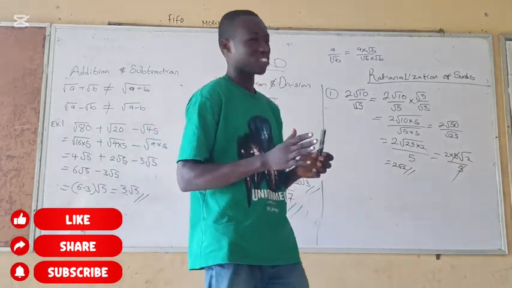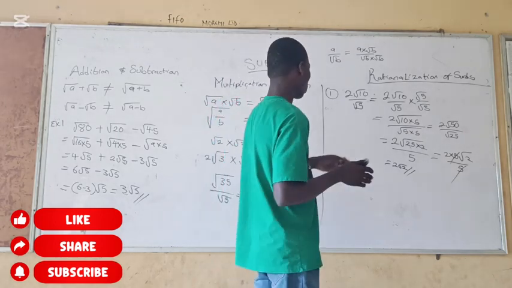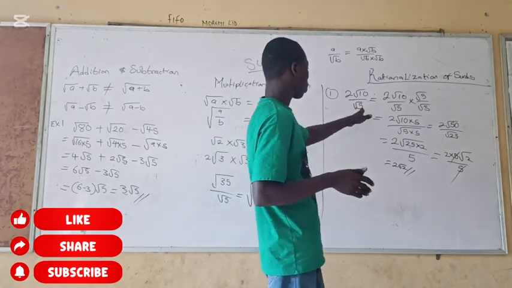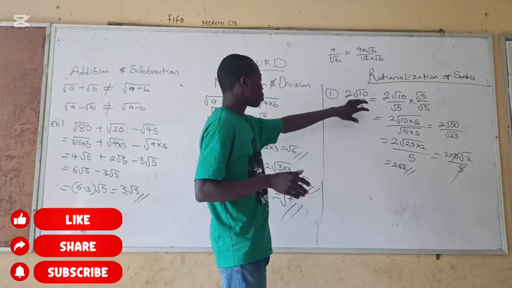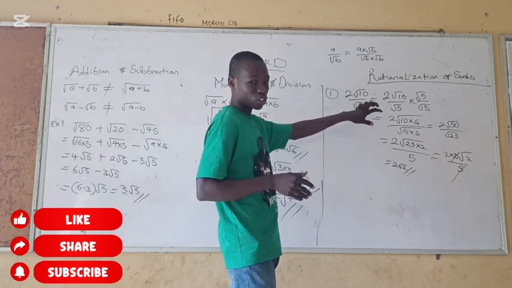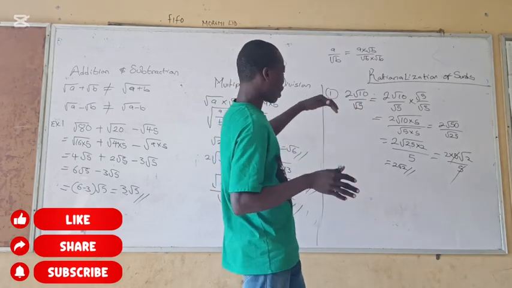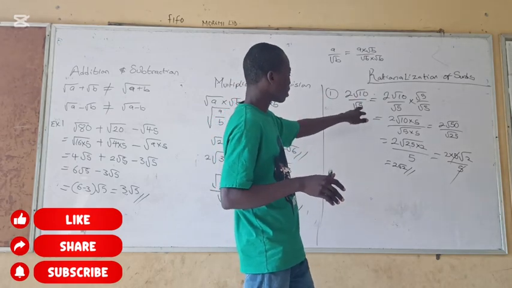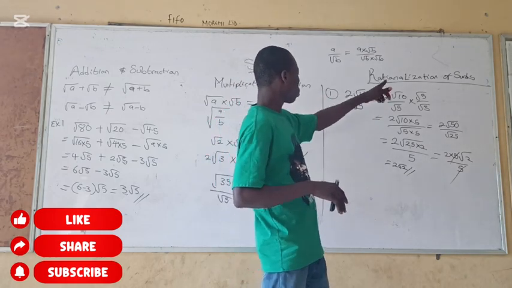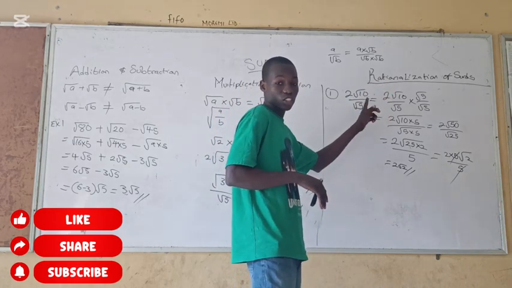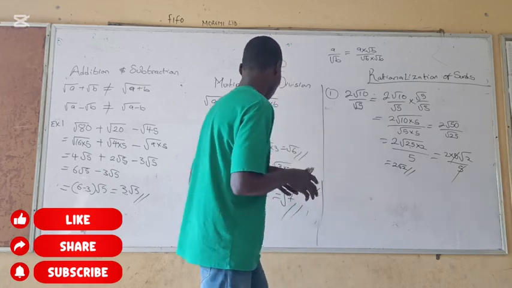I hope you guys understand. It's not hard at all. To rationalize, since you have a surd form at the denominator, that's when you are going to rationalize. And to rationalize, you are going to multiply the numerator and the denominator by the denominator itself.